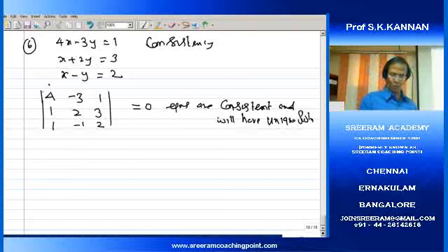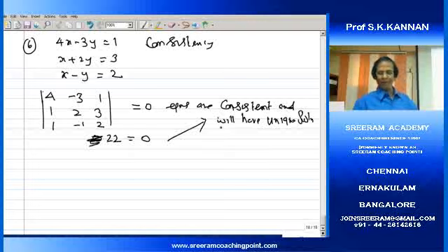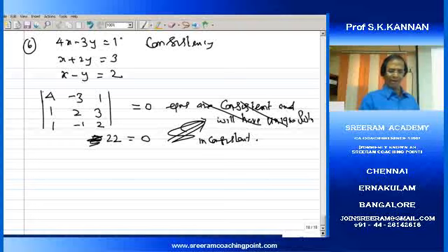You get the value slowly, plus minus plus 8. You will get how much? 22. You get some other number. So the answer in this case is inconsistent. Equations are inconsistent.